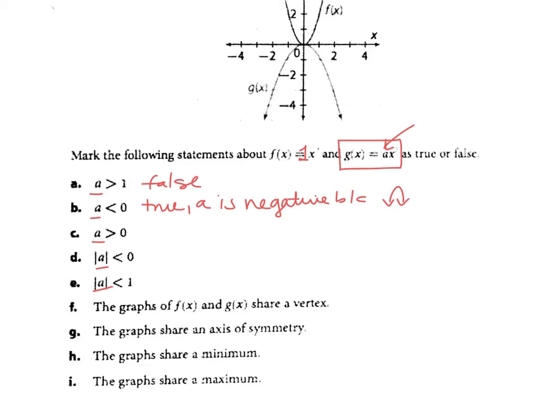And I'll just draw that so you can kind of see where I'm coming from. A is greater than 0. Again, we said that that's false. That doesn't make any sense because we're going upside down.